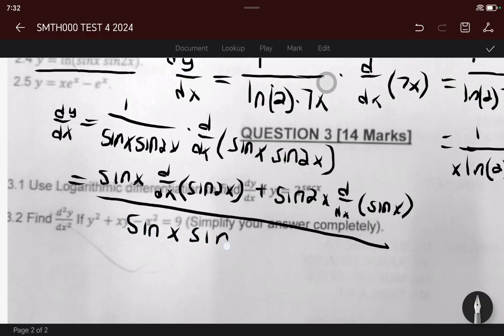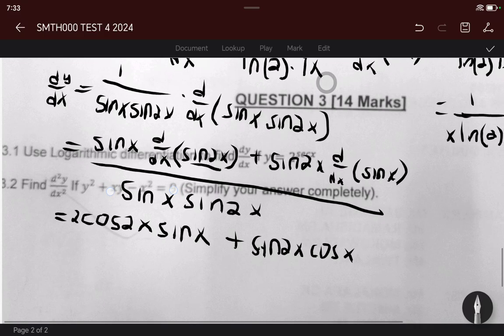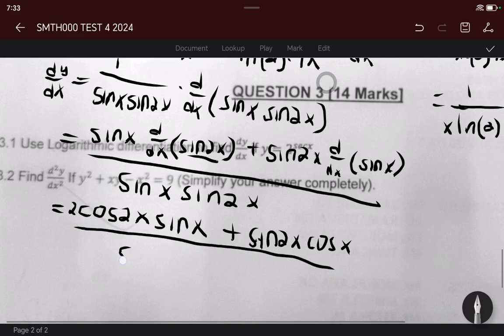This will be all over sine x sine 2x, and this will be equal to, when I derive sine 2x, I'm going to get 2 cos 2x, because I derived the sine, I got the cos, then I derived the inside, I got 2. Then this is times sine x, and then plus, when I derive sine x, I get cos x, so this is just sine 2x cos x, all over sin x sin 2x. And this will be the case.